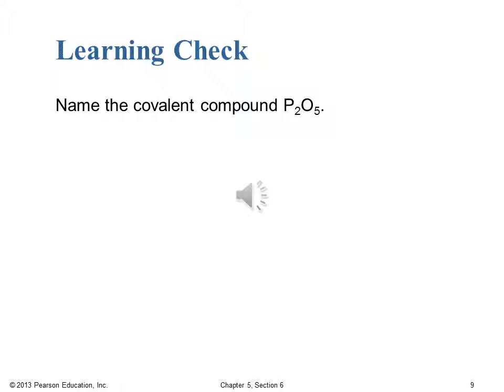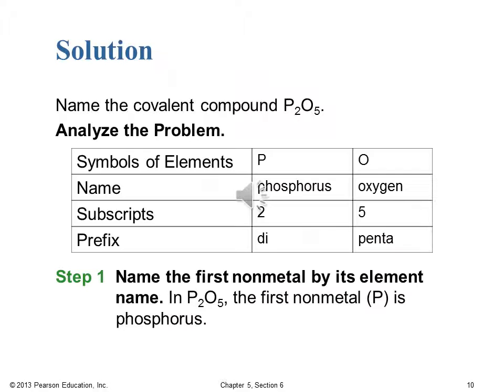Okay, let's see how well you're doing that with this learning check. So your goal here is to name the covalent compound P2O5. So please pause the video here, work that out, figure out the name, and start us back up when you're ready to see how you did.